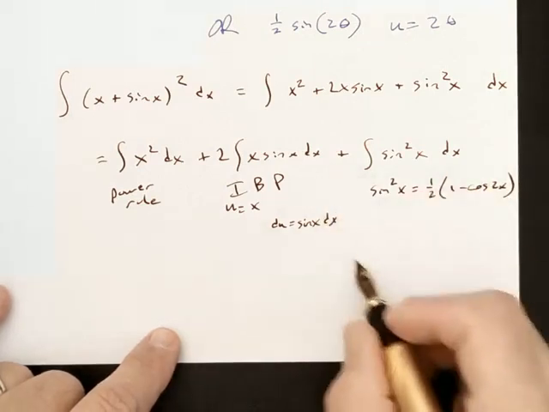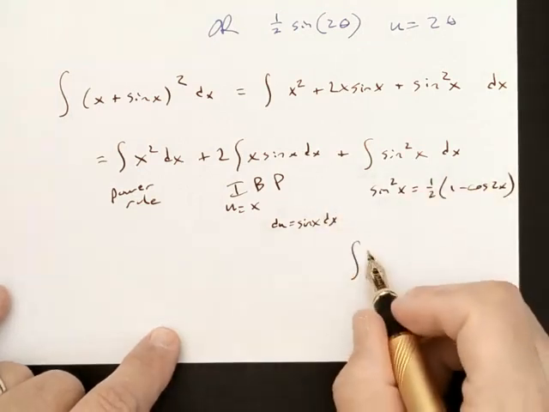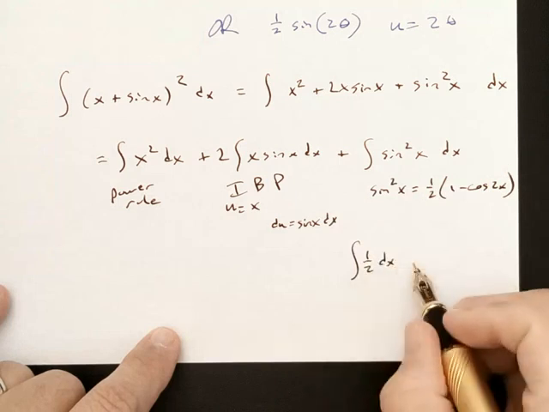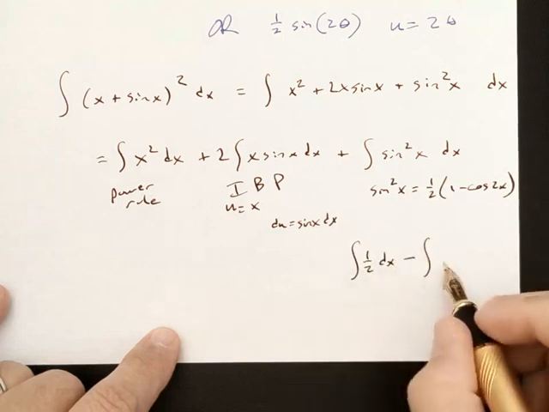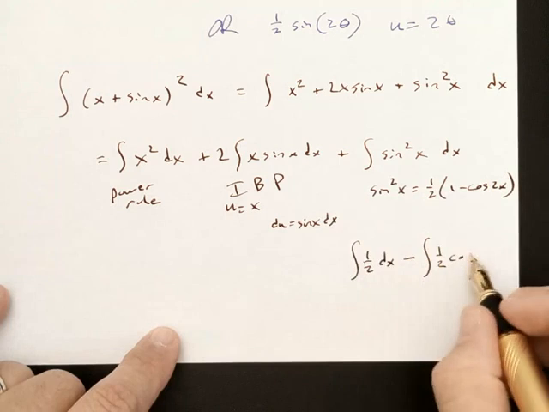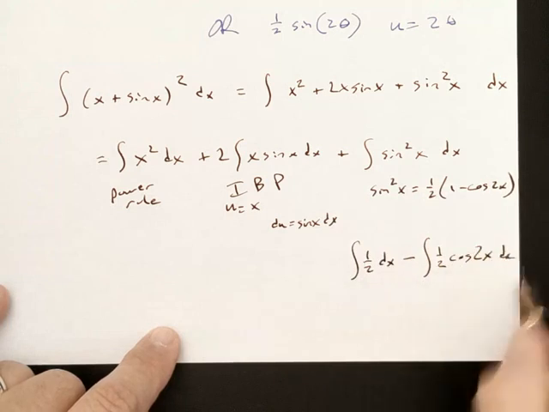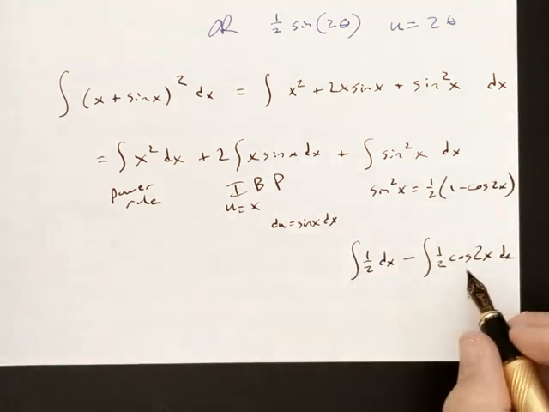So really that makes that last integral the integral of 1/2 minus the integral of 1/2 cosine 2x, and that's a U substitution.